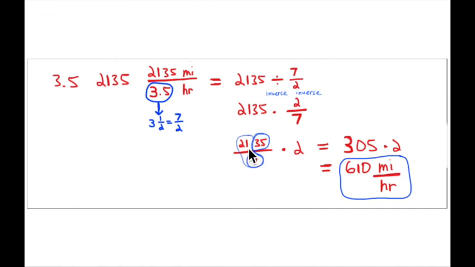Well, once again, they choose these numbers on purpose. 21 divided by 7 is 3, which works out to be 300. 35 divided by 7 is 5. So this is 305 times that 2 equals 610 miles per hour.